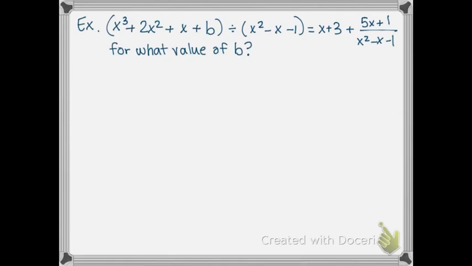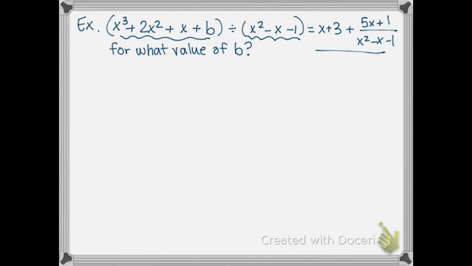Okay, so this problem says this first polynomial divided by the second polynomial equals this answer for what value of b? So there's a constant b in this problem. We need to figure out what value of b would make the problem give the answer on the right.